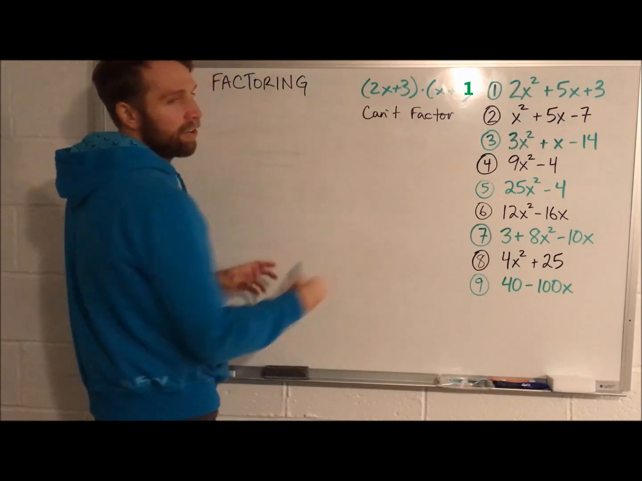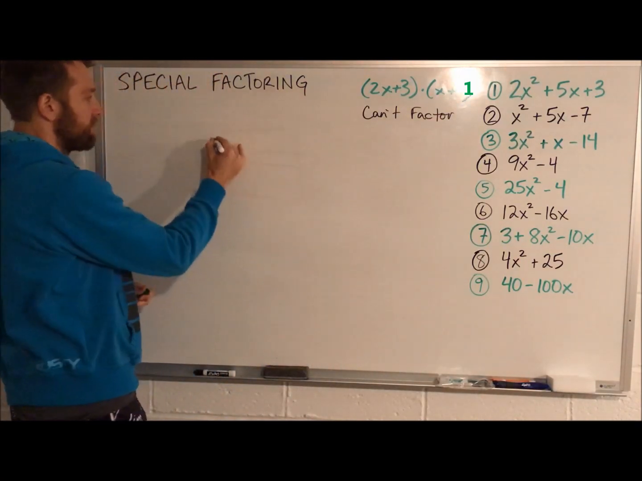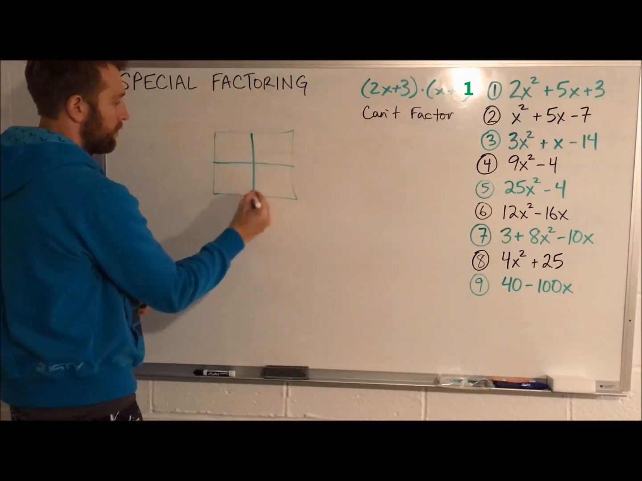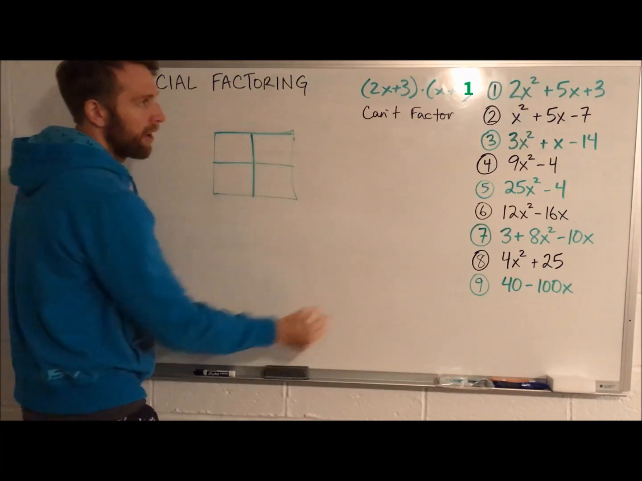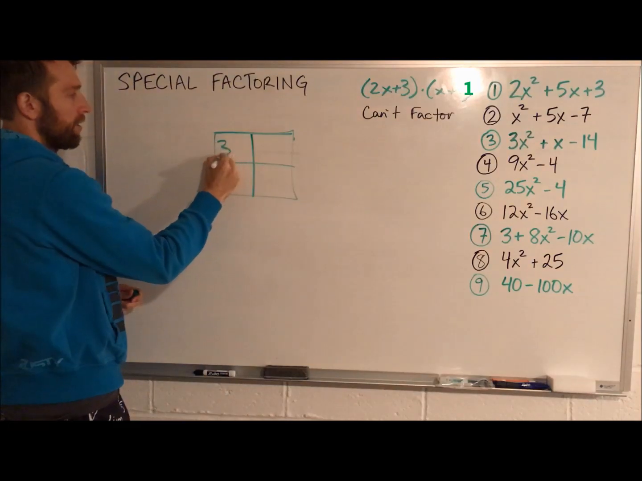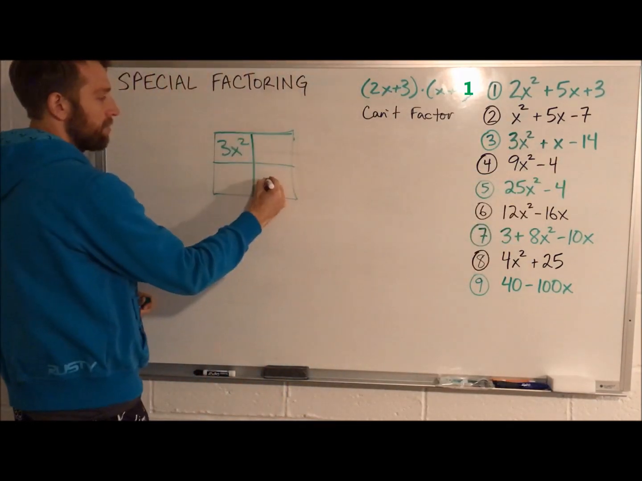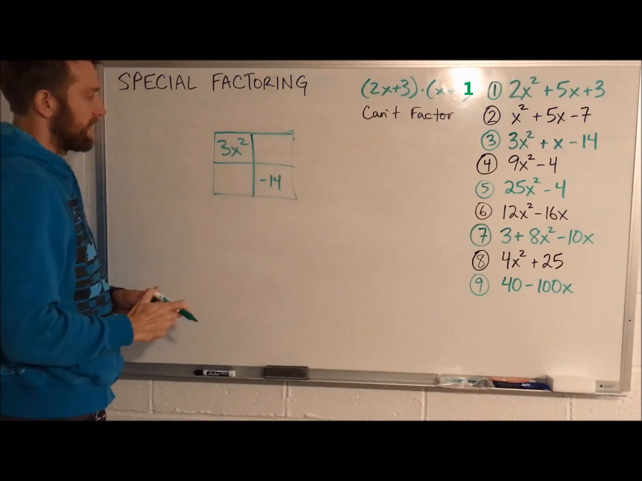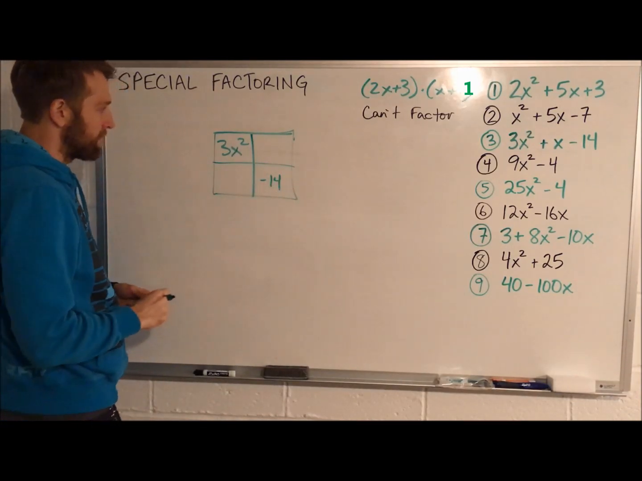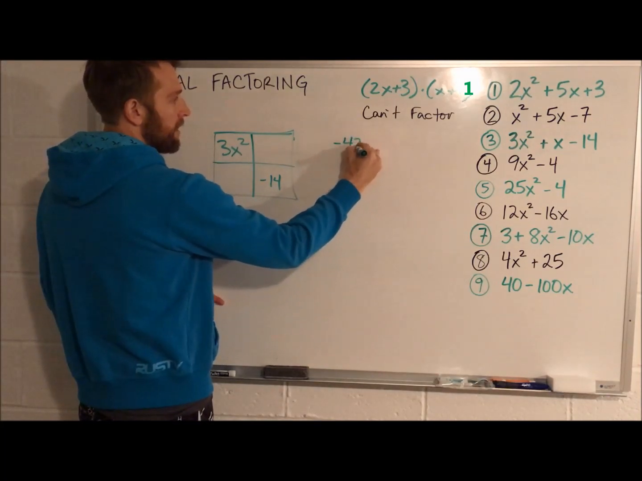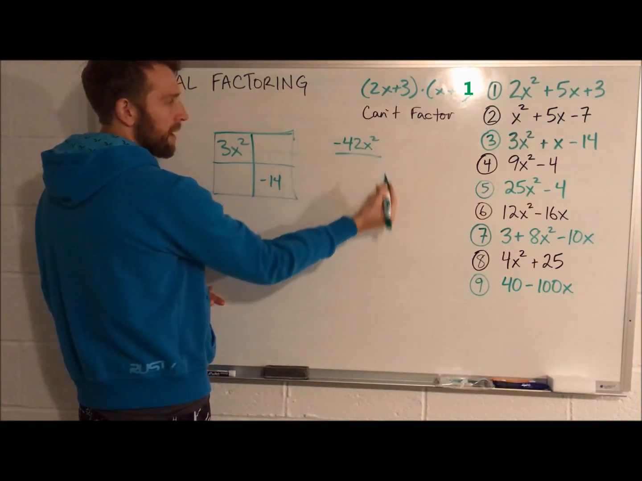We're going to take a look at number 3, and something might look a little bit different to you in number 3. We can go ahead and still set it up the same way. Our 3x squared we can put in the corner. We can take our constant number, that -14, we can put that in a corner. And we multiply the diagonal, the same thing we've been doing, right? I think that gives me -42. And I'll put the x squared there just to remind me.